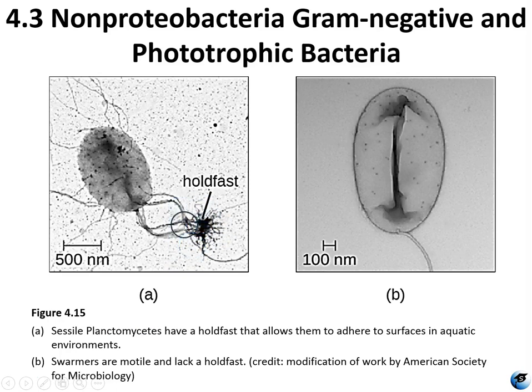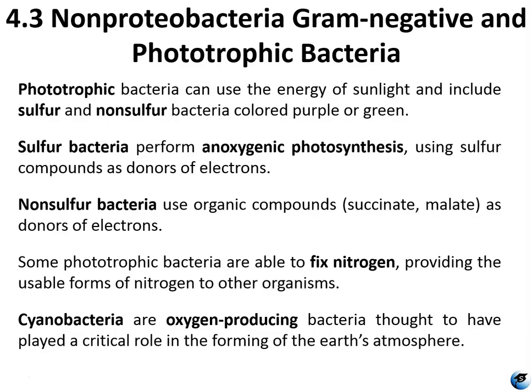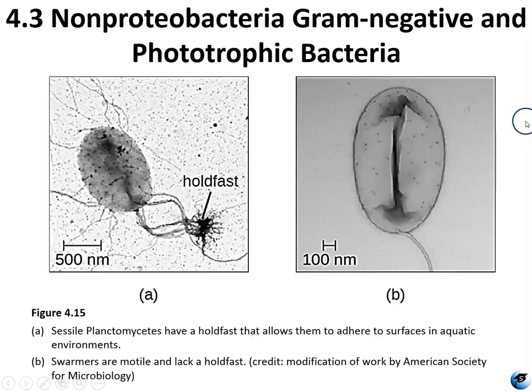So they have what is named a hold fast that allows them to, you guessed it, hold fast in aquatic environments. And that can be important because the water is always trying to slosh you around and move you around. But they stand their ground with these attachments that they make. But they do have swarmers of Planktomyces, because this is a genus and there are different species of it. And some of them are swarmers that move around quite a bit.